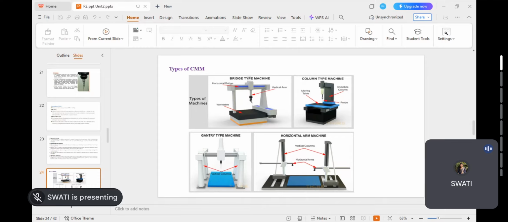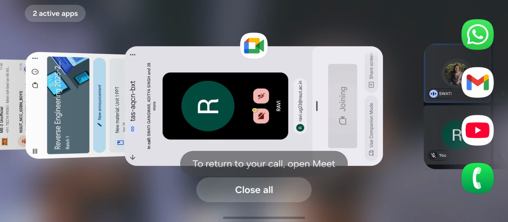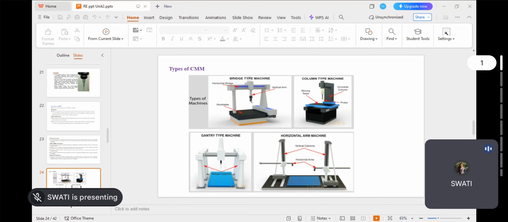Some horizontal arm machines are referred to as layout machines. There are some horizontal machines where the probe arm can rotate like a spindle. I already told you, either you can keep it a rectangular arm, or you can also make it a spindle type structure so that you can easily rotate it to perform the tramming operation.